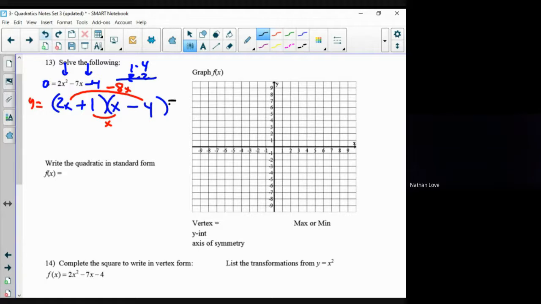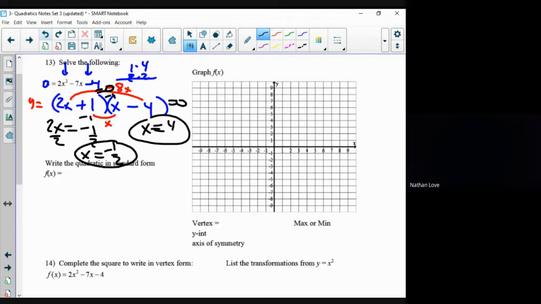So I'm going to set this equal to 0 here, so x is equal to 4. I'm going to set it equal to 0 here. I'm going to get 2x is equal to -1 because I'm going to subtract the 1 from both sides. I'm going to divide by 2, so x is equal to -1/2. So I have these two solutions, which makes it 4 and -1/2. Woo!